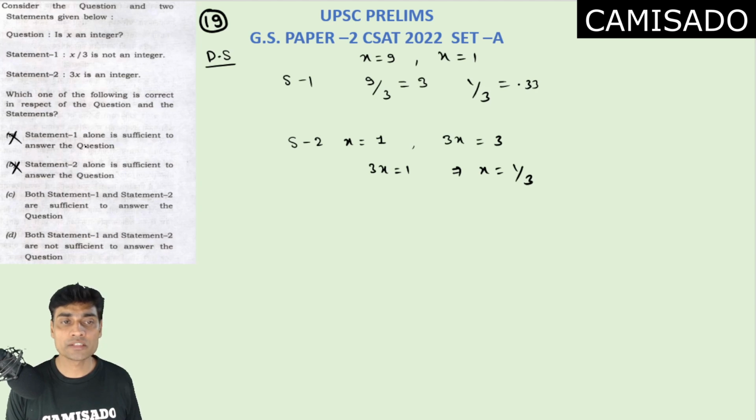Now when we combine these two statements, x by 3 is not an integer and 3x is an integer, can you get information about x being an integer or not? Here the data is not sufficient to answer the question, so D is the correct option.